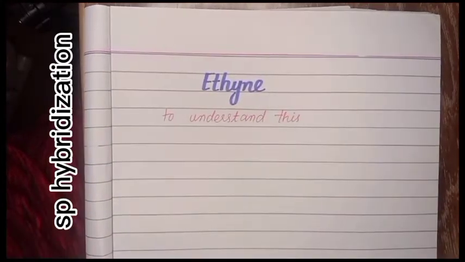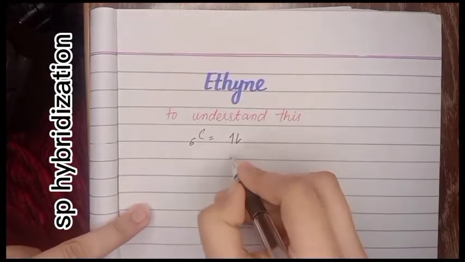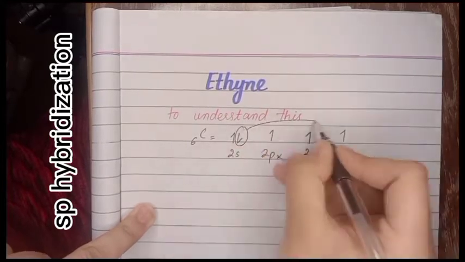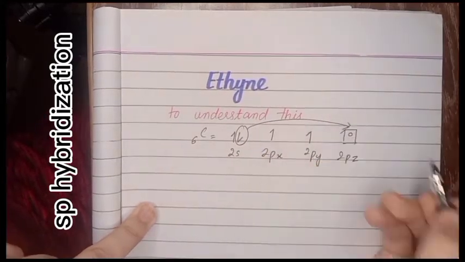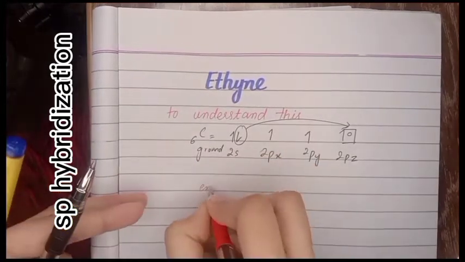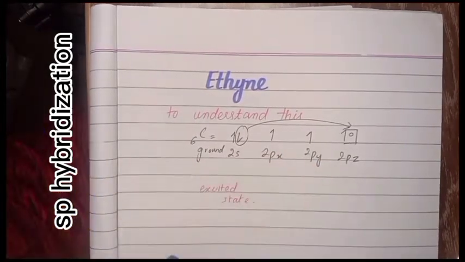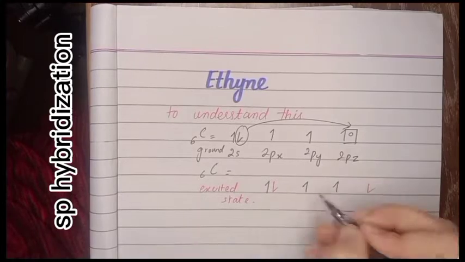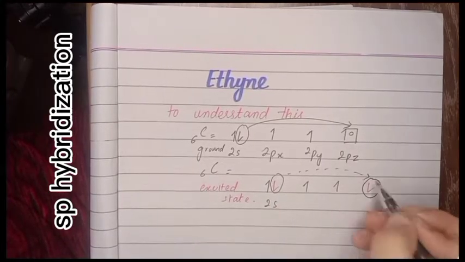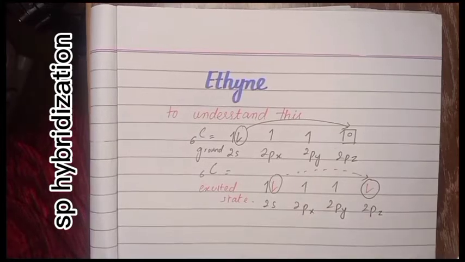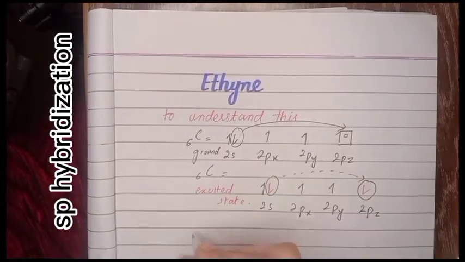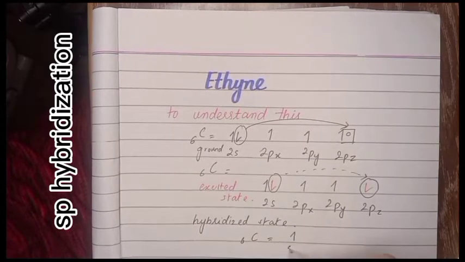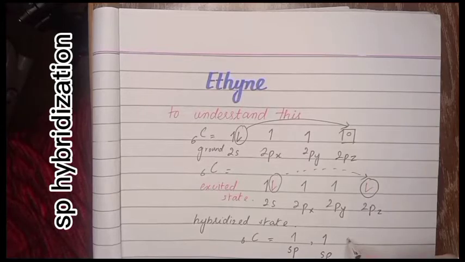To understand this, we need to know the electronic configuration of carbon. As we know, the ground state electronic configuration of a carbon atom is 2s2 and 2p2. So an electron from the 2s will jump into the 2pz, and the carbon atom will enter the excited state. And after the intermixing of these orbitals, there will be sp hybridization, and 2 hybridized orbitals will form, which are the sp orbitals.